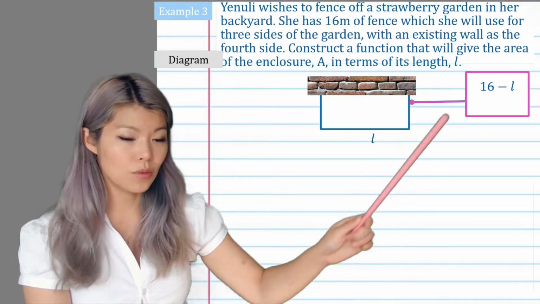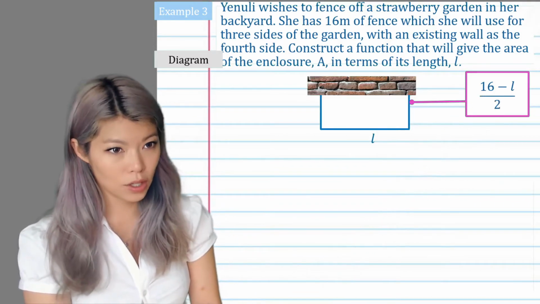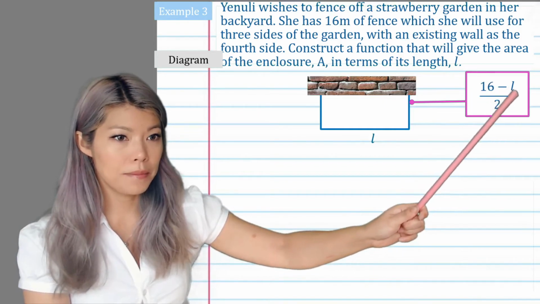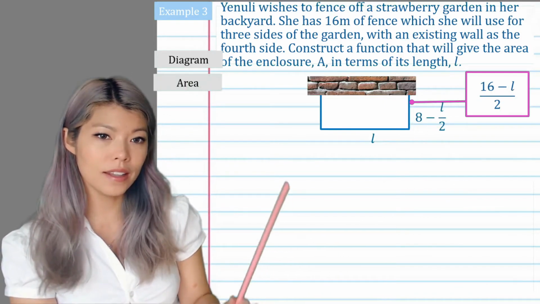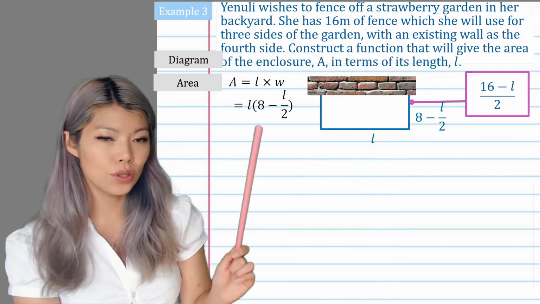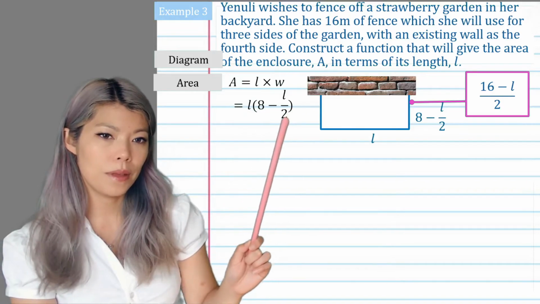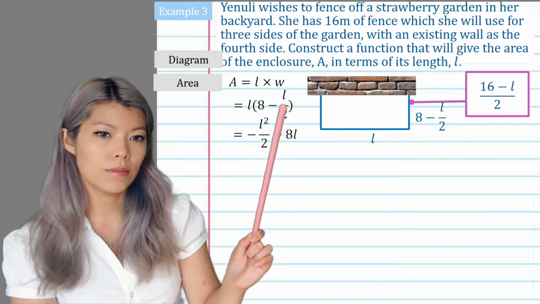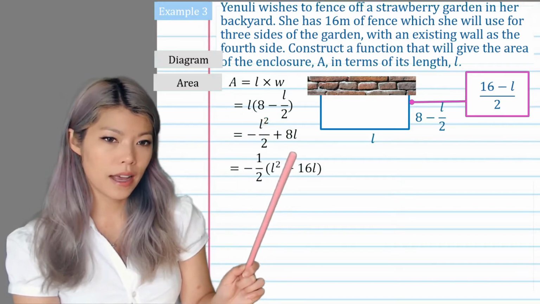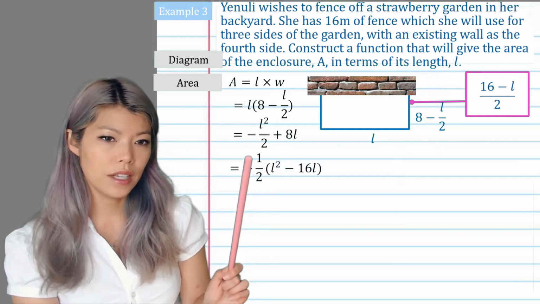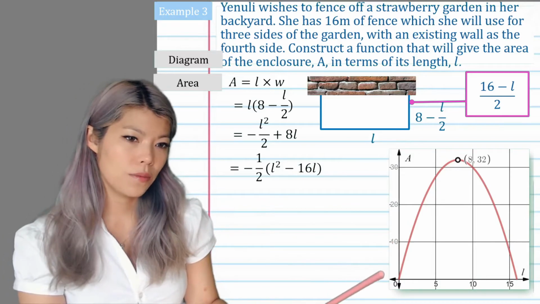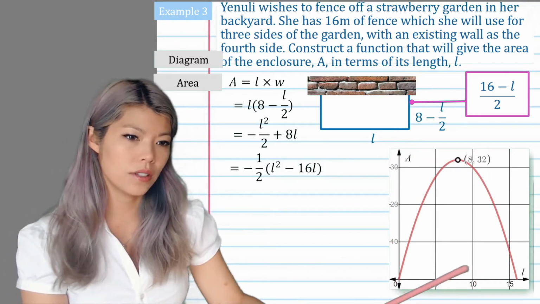And one side would be 16 minus L divided by 2. Or in other words, that's 8 minus L over 2, since 16 over 2 is 8. And the area would be that times that, so we have L times 8 minus L over 2, but I prefer to write the one with a bigger power first, so I'll write L times L over 2 is L squared over 2, the negative, and then 8 times L is 8L. Now we can take out the half, so then we can clearly see that it's L squared minus 16L, which graphs to be a negative parabola from 0 to 16.